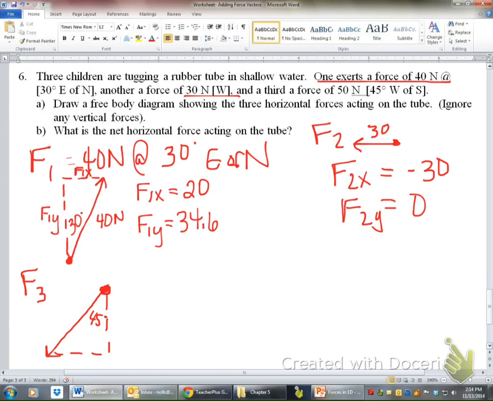Wait, how do you figure that out? Because west of south means we work backwards. So you go south and then west will give you a direction that is west of south. Okay. This says it was 50 newtons. So tell me the values for F sub 3x and F sub 3y.